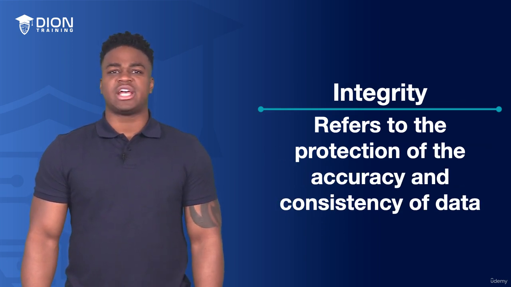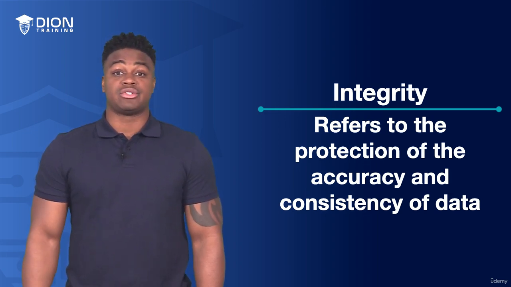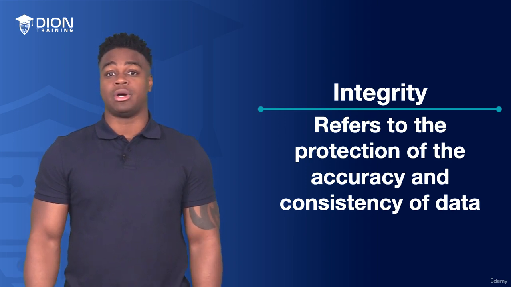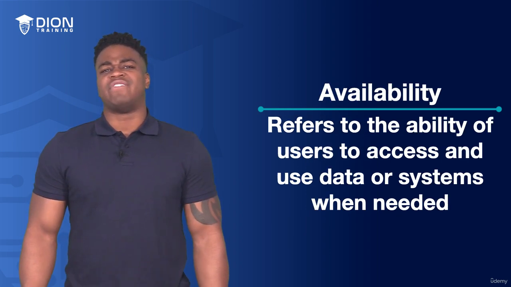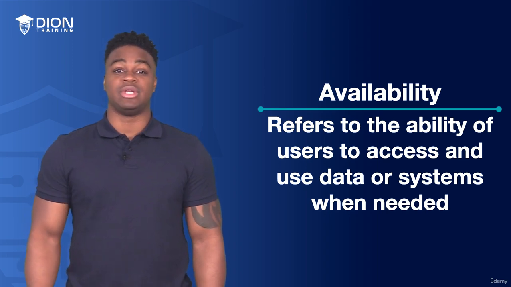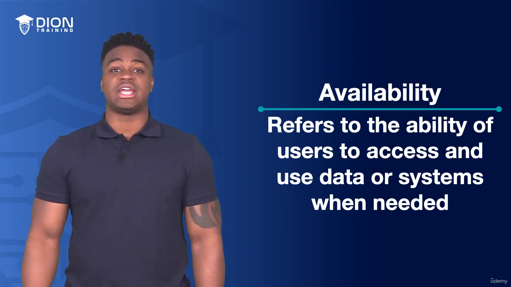Integrity refers to the protection of the accuracy and consistency of data. Integrity measures are used to ensure that data is not corrupted, modified, or deleted without proper authorization. Availability refers to the ability of users to access and use data or systems when needed. Availability measures are used to ensure that systems and data are available to authorized users when they need them and are not disrupted by any failures or attacks.